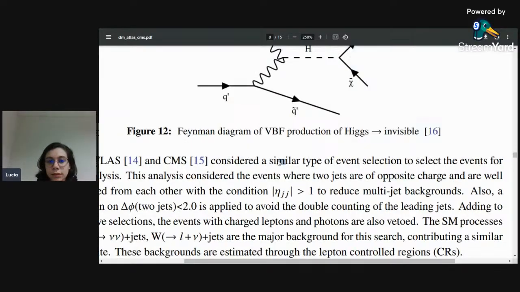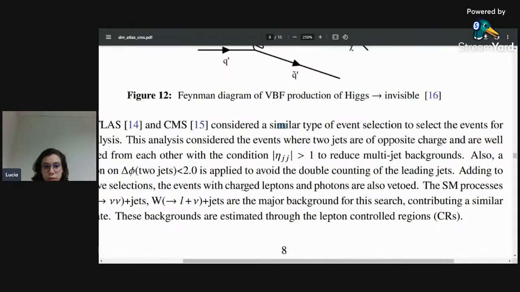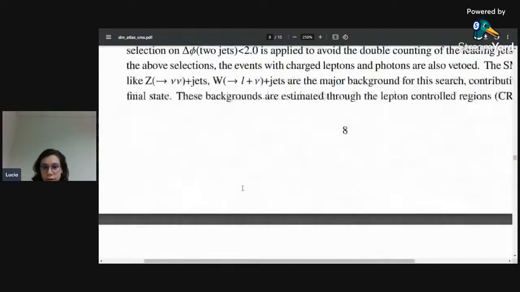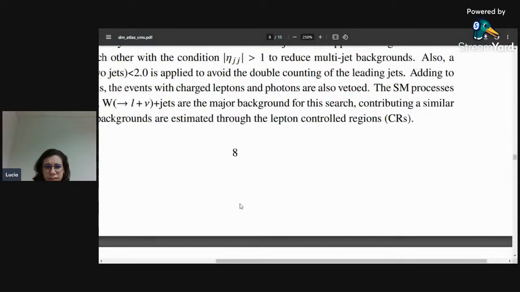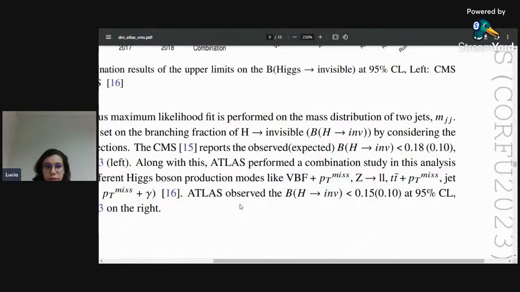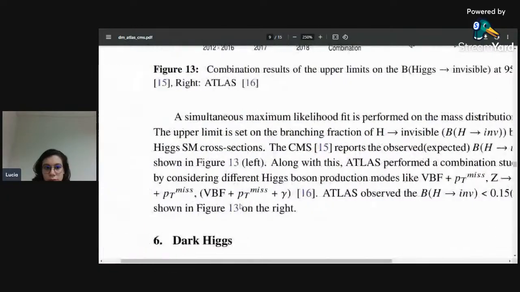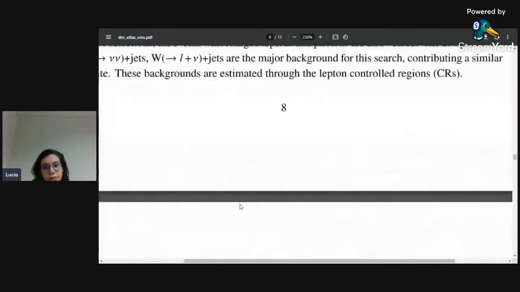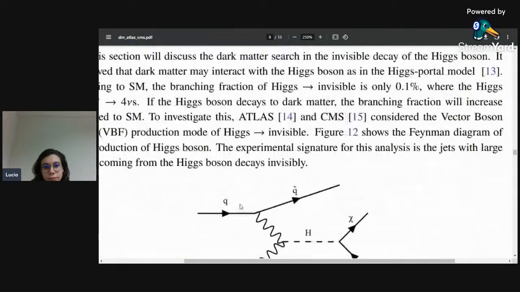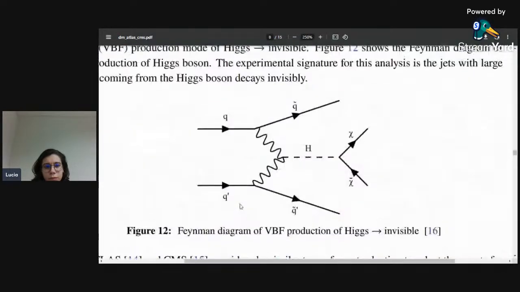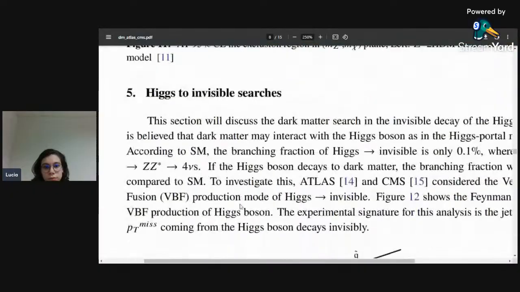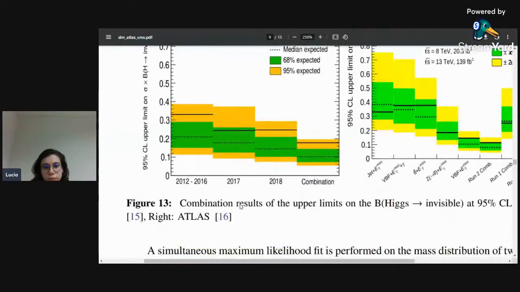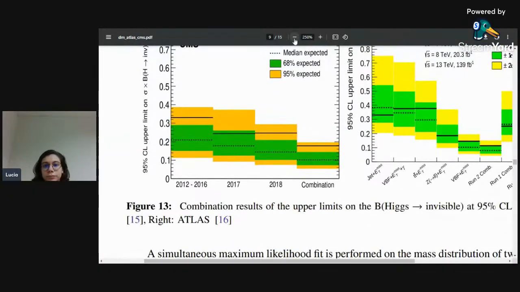So the plot that they generated is figure 13, that is here.